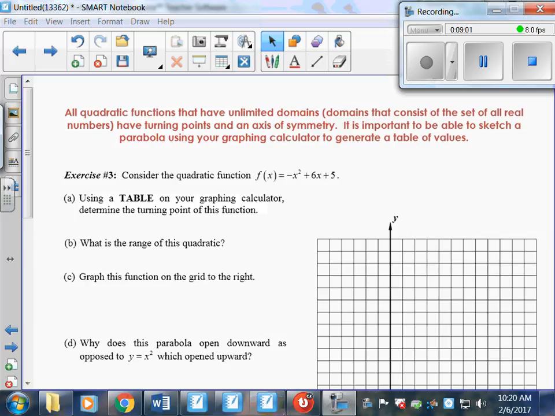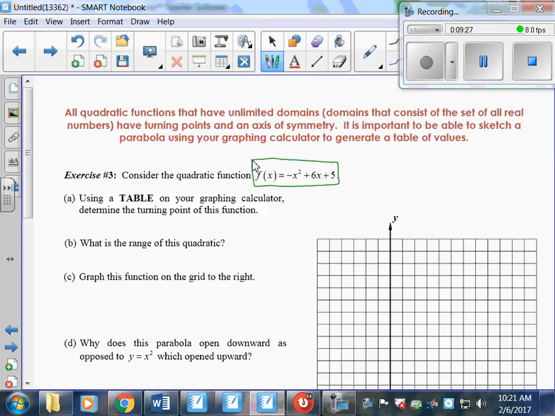So all quadratic functions that have unlimited domains, which are domains that consist of the set of all real numbers, have turning points and an axis of symmetry. It is important to be able to sketch a parabola using your graphing calculator to generate a table of values. So in exercise 3, it says consider the quadratic function. Again, I always like to put a box around my important math information.